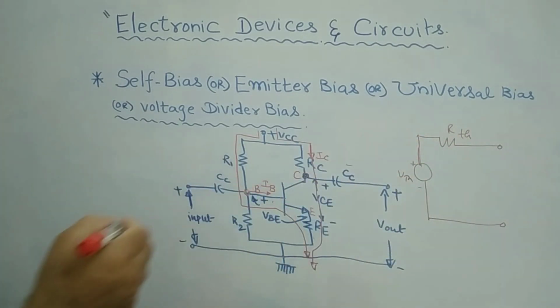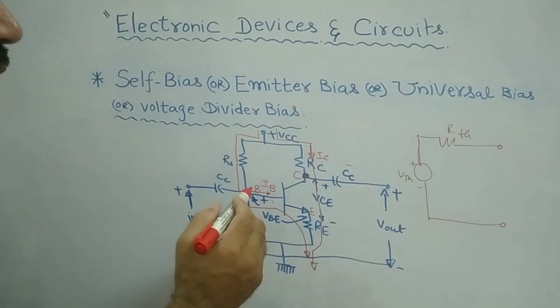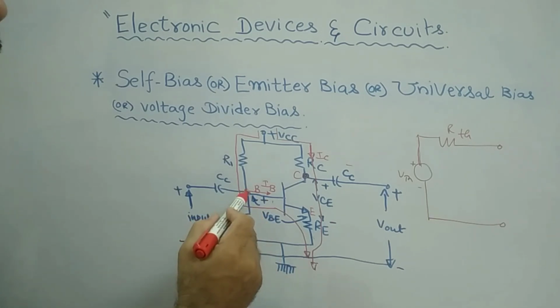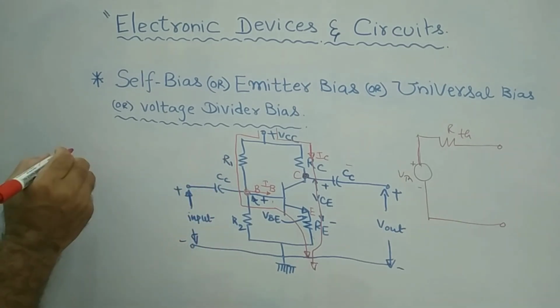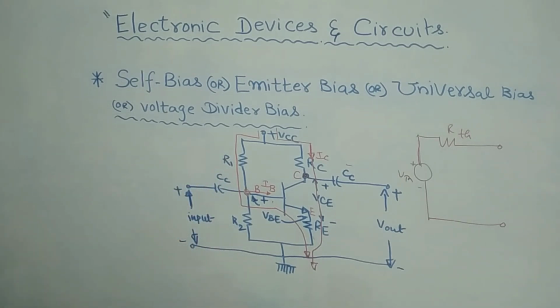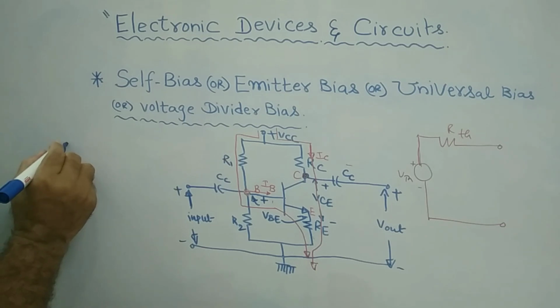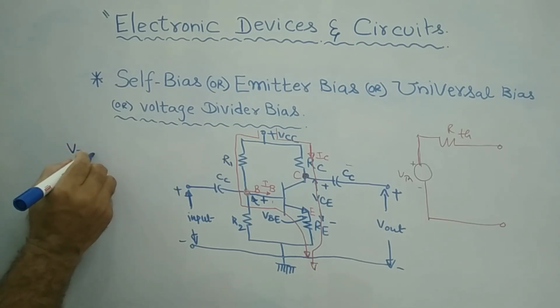Likewise we have to simplify. So at this particular point, let us say that I have V Thevenin. I have to find out V Thevenin. Okay, what is V Thevenin? What is the V Thevenin? Thevenin's voltage, V Thevenin.